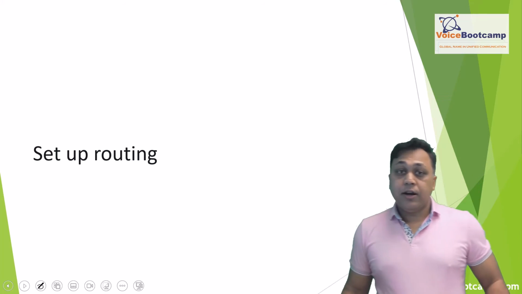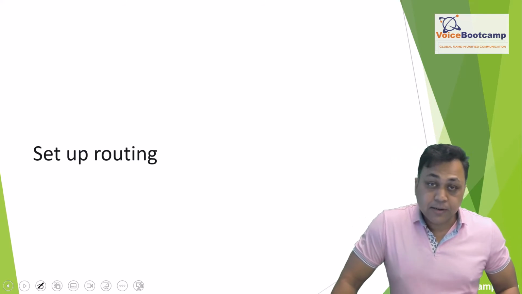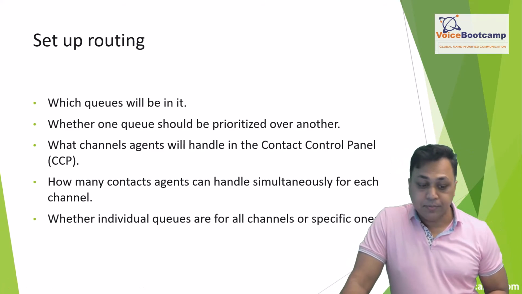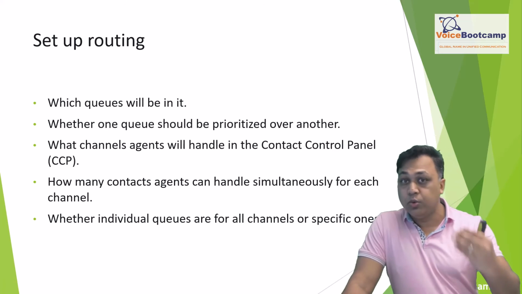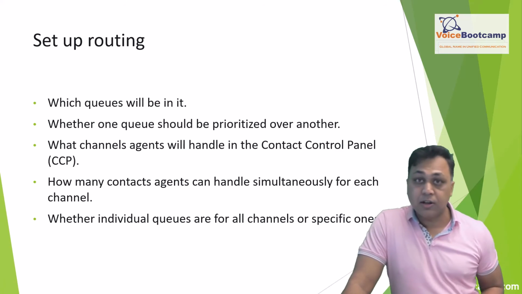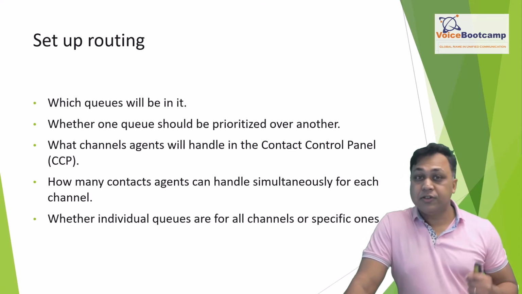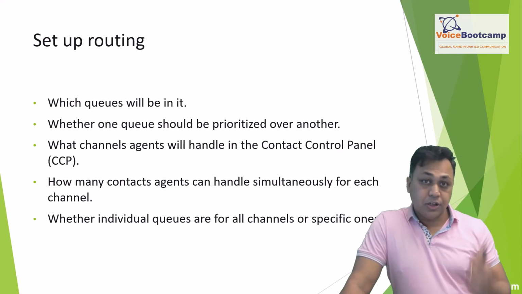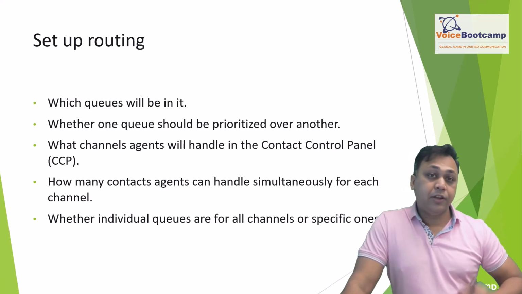Once your caller ID phone numbers have been allocated, your next step will be setting up routing. Routing is where the call will go when an incoming call comes in. The routing process consists of three different parts: the queue, the routing profile, and the contact flow.